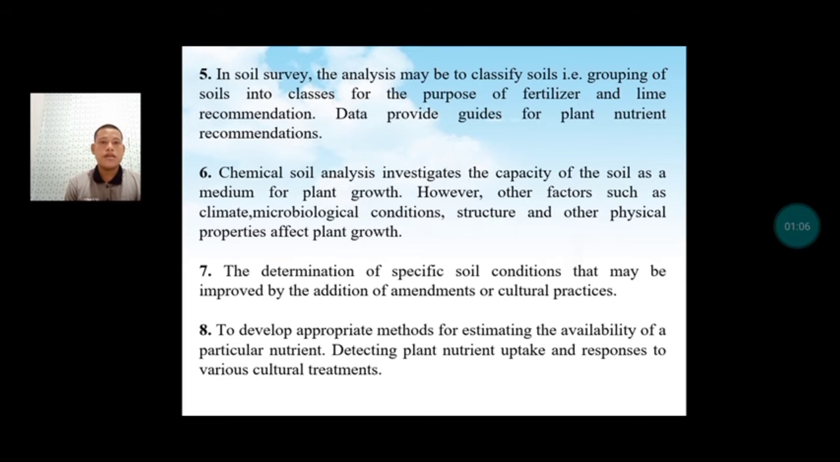Number 6. Chemical soil analysis investigates the capacity of the soil as a medium for plant growth. However, other factors such as climate, microbiological conditions, structures, and other physical properties affect plant growth.